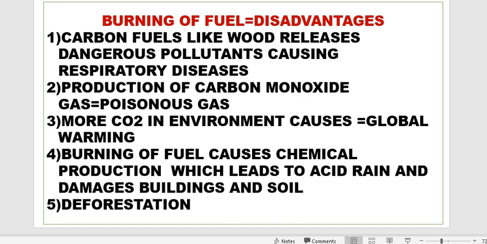Now, the fourth one, burning of fuel causes chemical production which leads to acid rain and damages buildings and soil. What will happen while burning this fuel, it will produce certain chemical products which mix in the atmosphere or in the air. These chemicals combine with the chemicals or molecules already present in the air and form a compound which ultimately leads to acid rain. Because of this acid rain, it damages buildings and soil fertility. And in a pink color box, they have given that deforestation is also caused by this kind of burning of fuel. So these are the harmful effects they have given for burning these fuels.